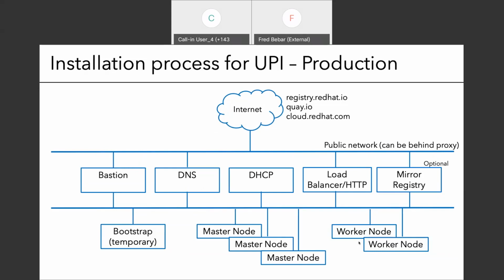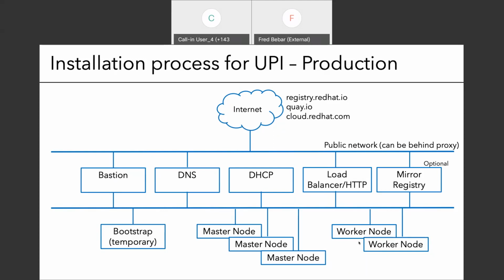an HTTP server to host the ignition files to be able to boot our bootstrap, our master and our worker nodes, some form of DHCP and DNS to be able to resolve all the internal DNS of the cluster, and potentially a Bastion host, where we're going to run the actual installation from.